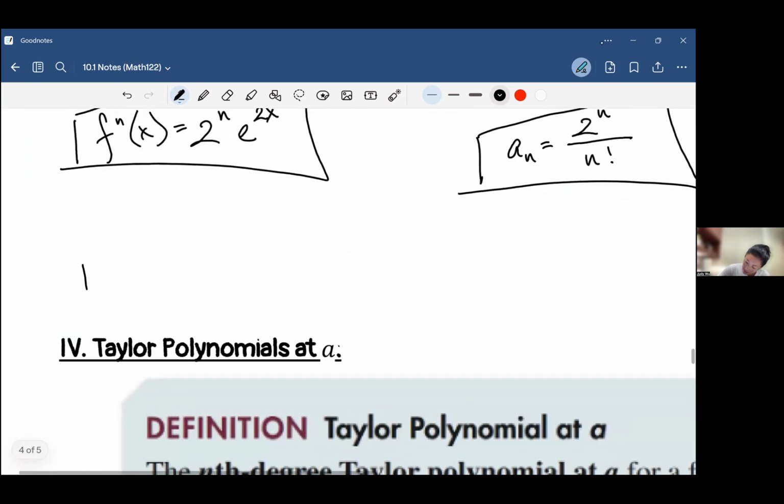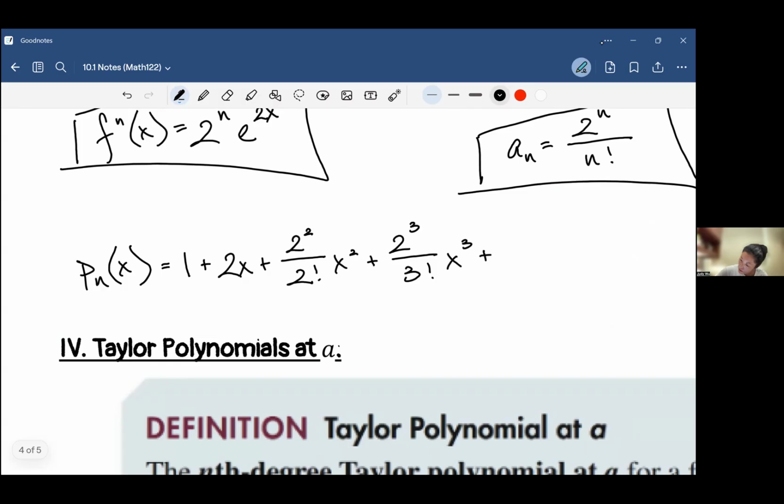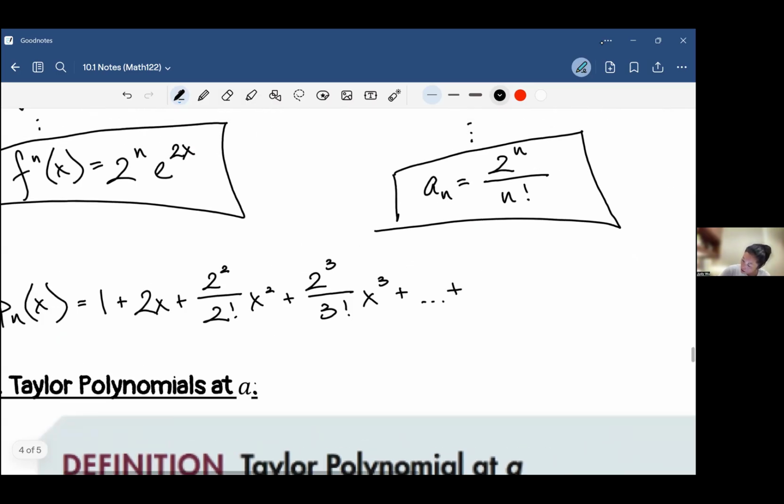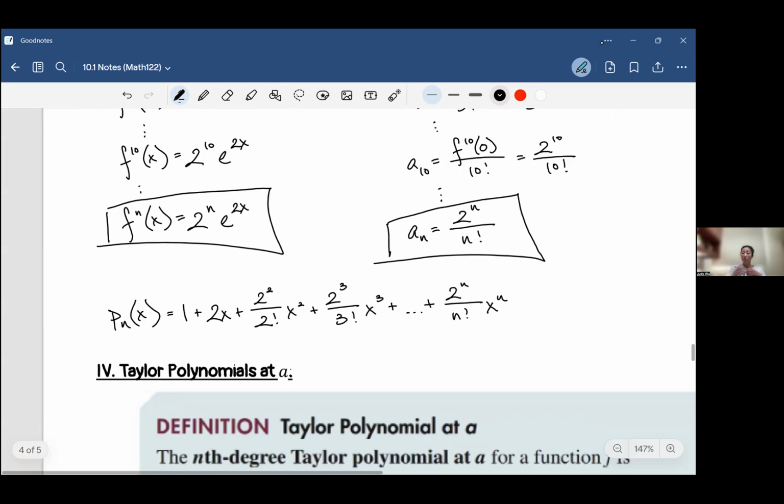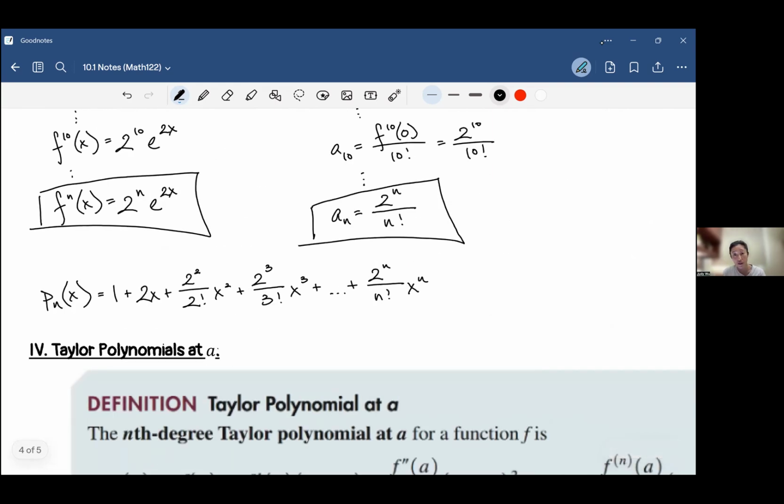So we're saying that our nth degree Taylor polynomial is going to equal a0 plus a1x plus a2x squared plus a3x to the third plus, I'm going to keep going until I have 2 to the n over n factorial x to the n. Okay, this is the super long way to write it, but let's practice writing it with our summation notation. So this is going to be the sum from k equals 0 to n of 2 to the k over k factorial x to the k.